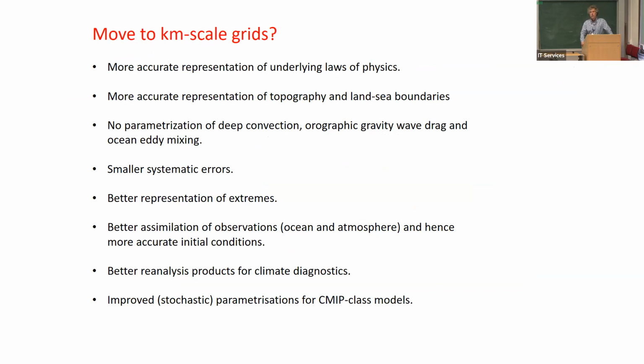We know from numerical weather prediction, one very clear thing that has come out over the years is that improving the resolution of the weather forecast models has improved the skill of these models. And there's no reason why that shouldn't also be true for climate models. I mean, one can itemize a few specific things. You're more accurately representing the underlying laws of physics. You're not having to rely on parameterizations for important processes. You're also representing things like topography and land sea boundaries more accurately.